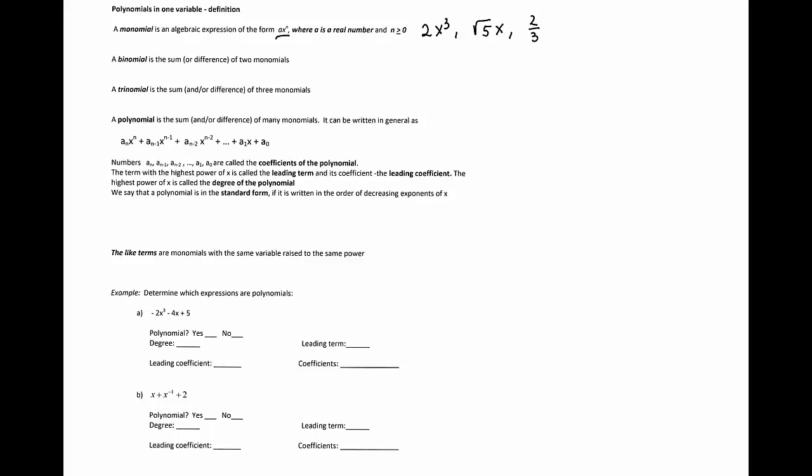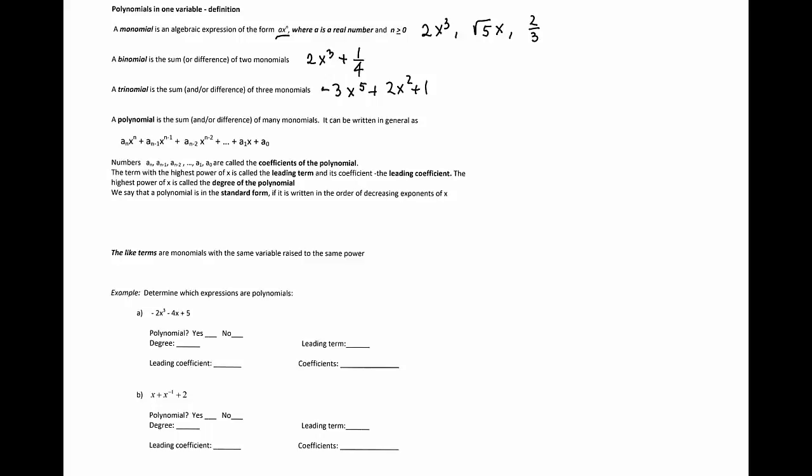The number a is called the coefficient of the monomial, and the power of x is called the degree of the monomial. Some polynomials have special names. A binomial is the sum of two monomials. So, for example, 2x cubed plus 1/4 is a binomial. A trinomial is the sum and/or difference of three monomials. So, for example, I can write negative 3x to the 5th plus 2x squared plus 1.